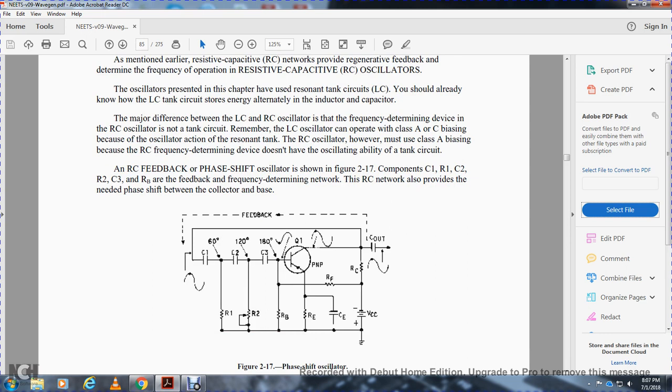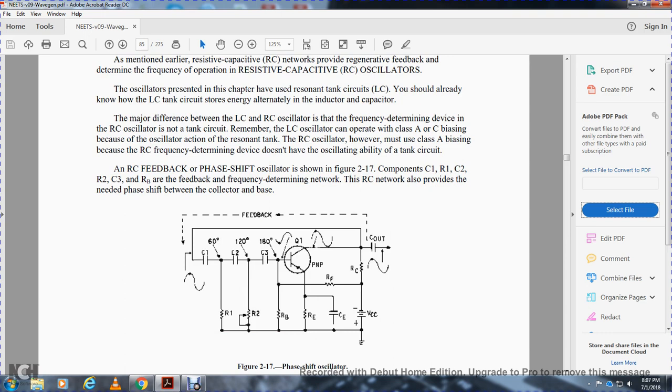Alright, the RC feedback phase shift oscillator is shown in figure 2-17. The components capacitor 1, resistor 1, capacitor 2, resistor 2, capacitor 3, and the bias resistor form the feedback frequency determination network. The RC network also provides the needed phase shift between the collector and the base.